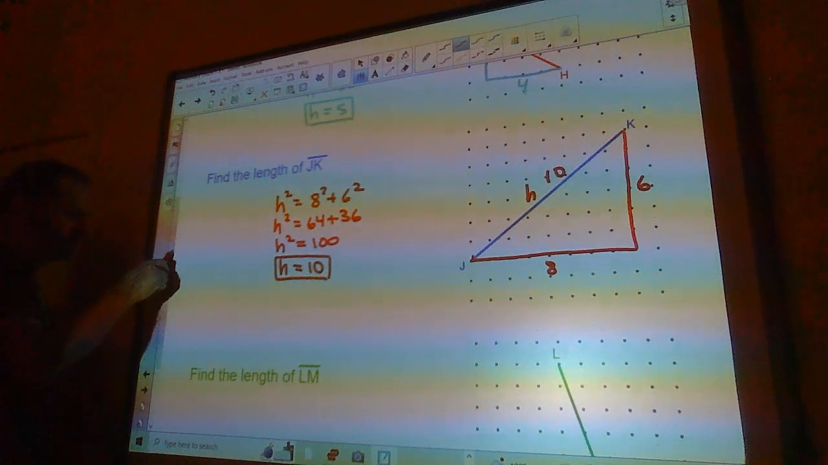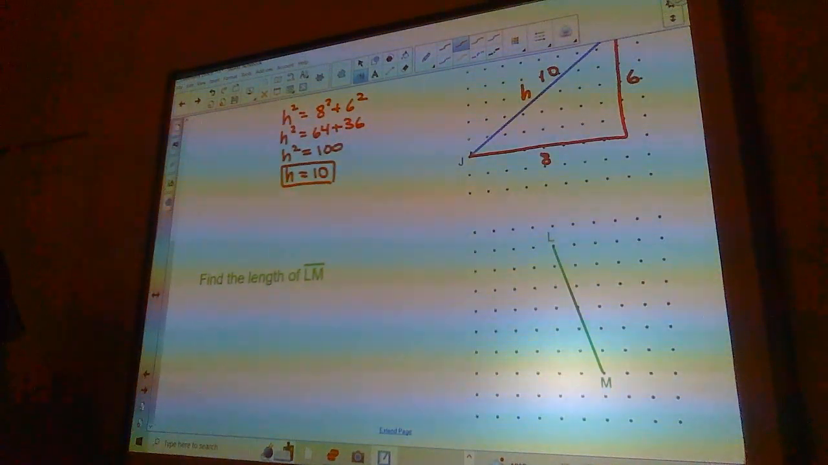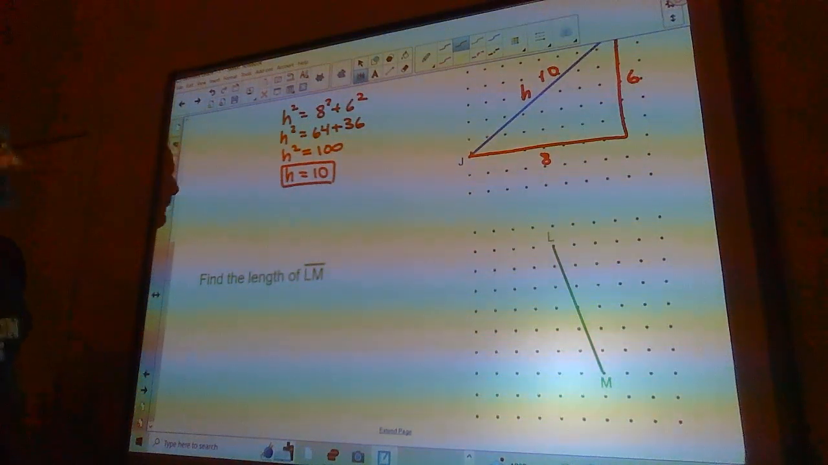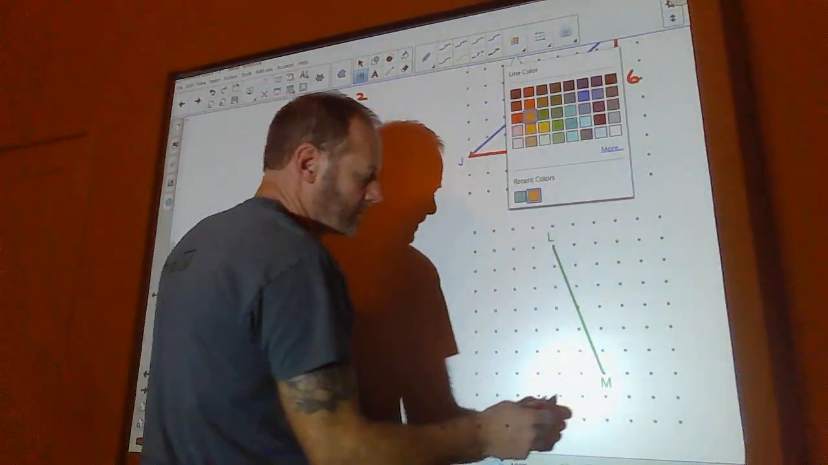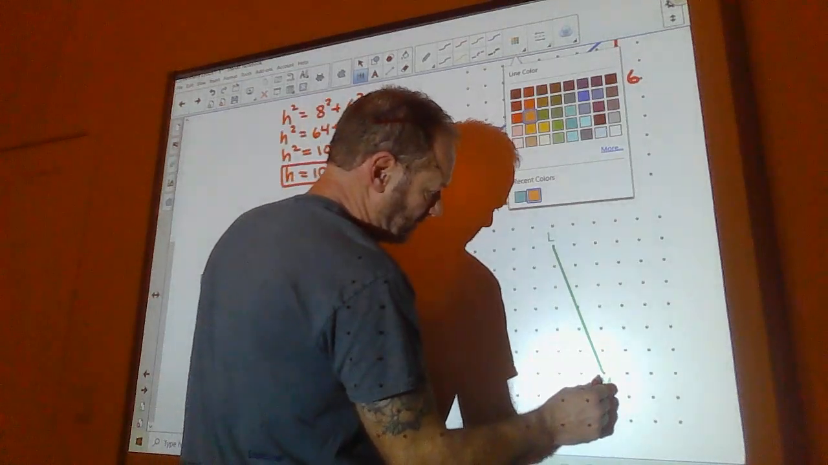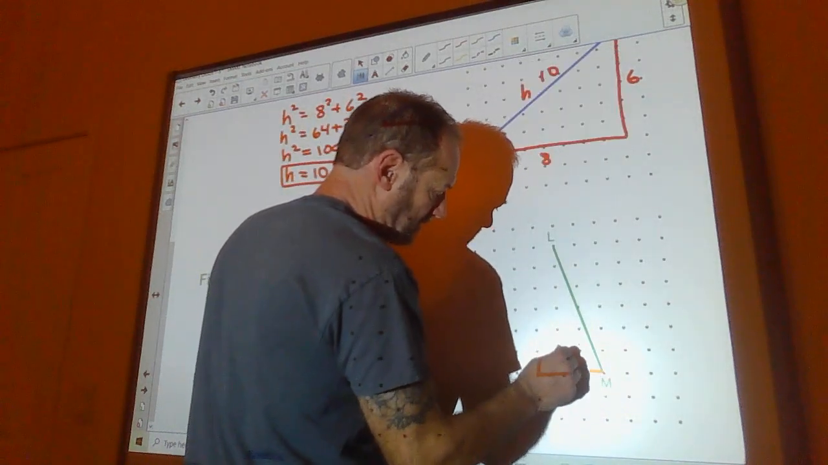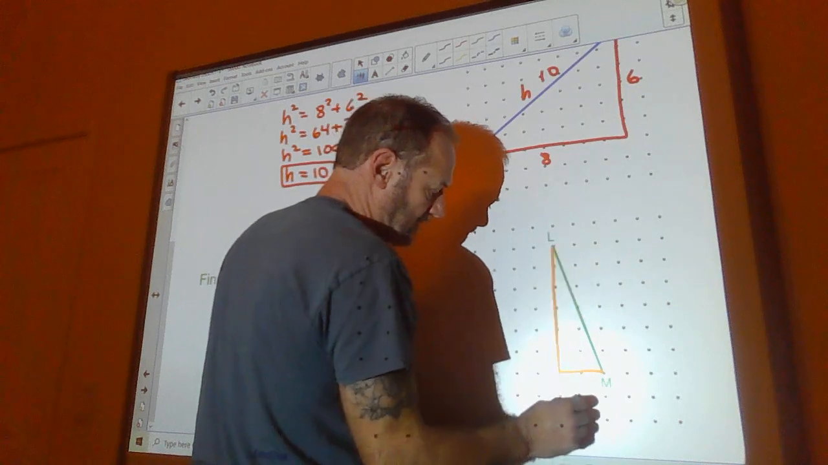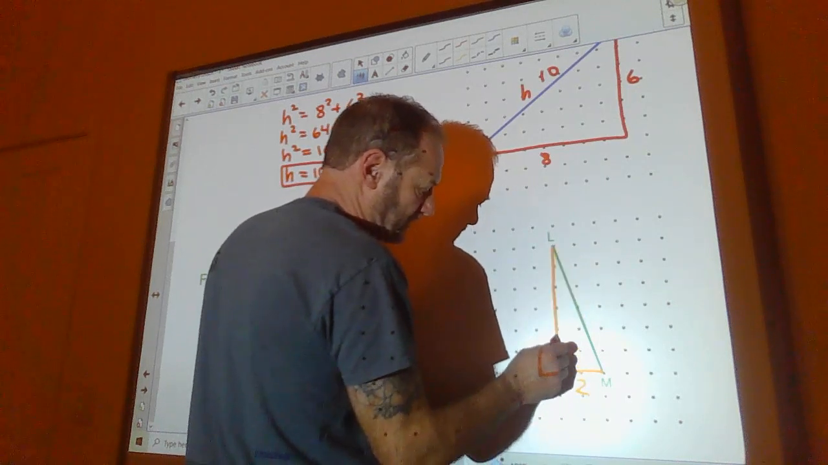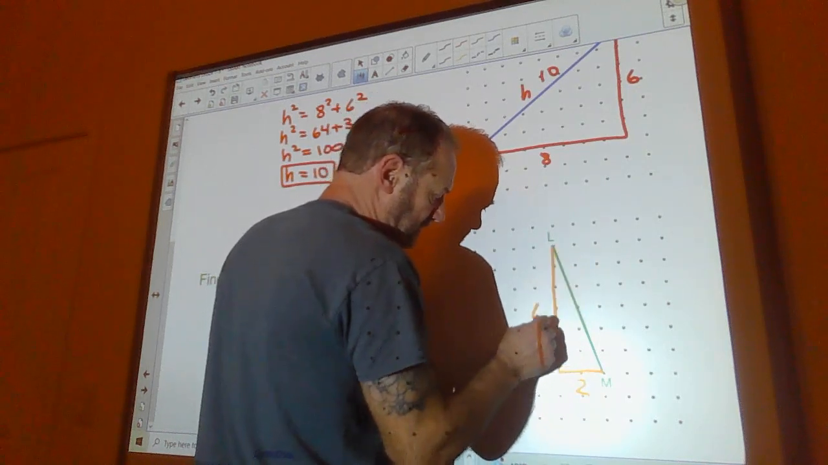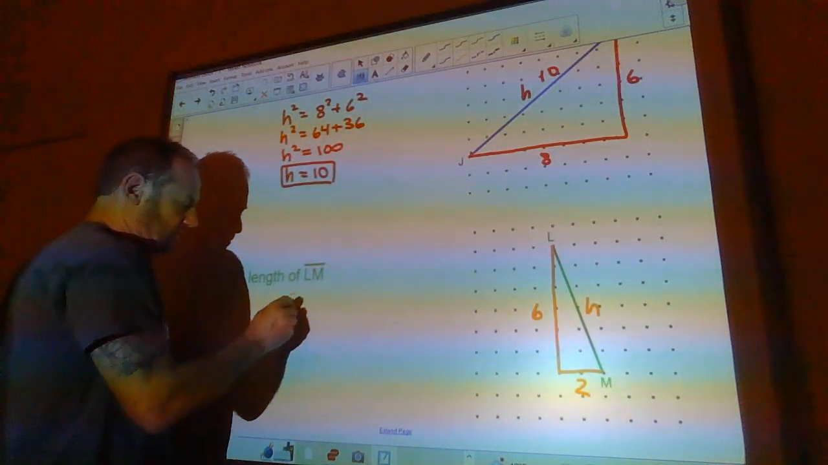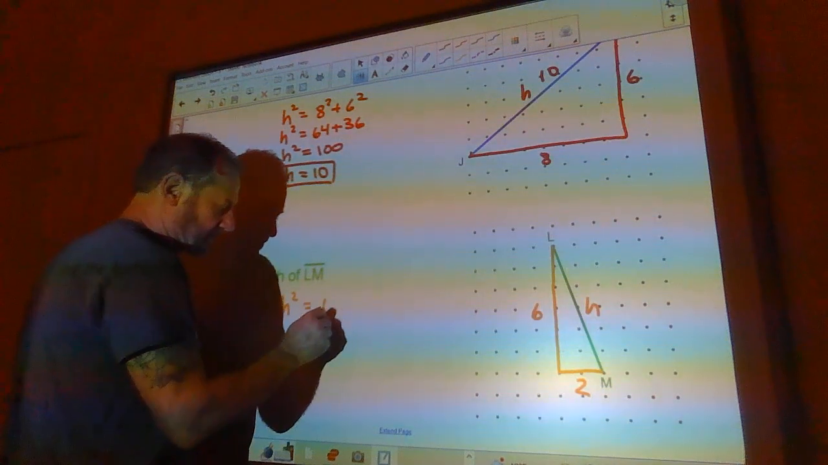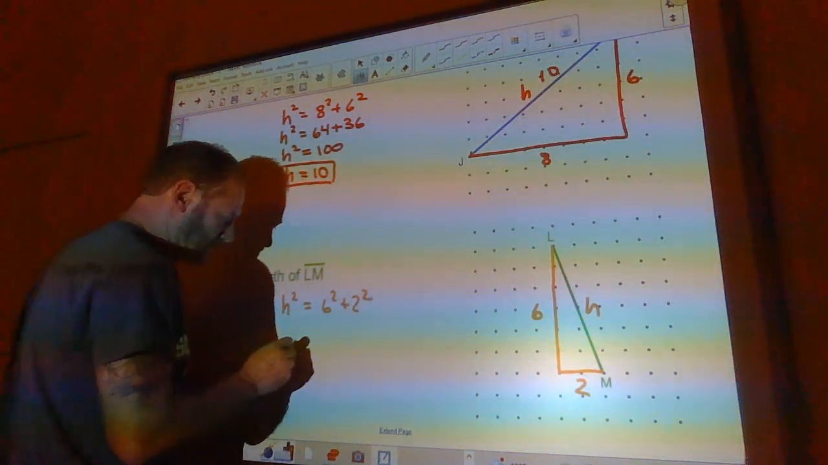All right, I got another one here for you. Go ahead and take a look at that one. See what you come up with. Okay, this one I can go here and here like this. I know that this is 2. This is 1, 2, 3, 4, 5, 6. Okay, here's my H. So H squared is equal to 6 squared plus 2 squared.